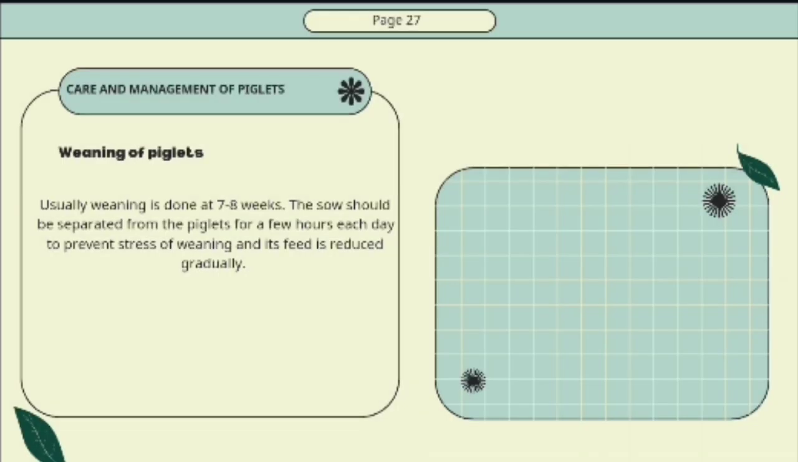So, weaning of piglets. Usually weaning is done at 7 to 8 weeks. The sow should be separated from the piglets for a few hours each day to prevent stress of weaning, and its feed is reduced gradually.